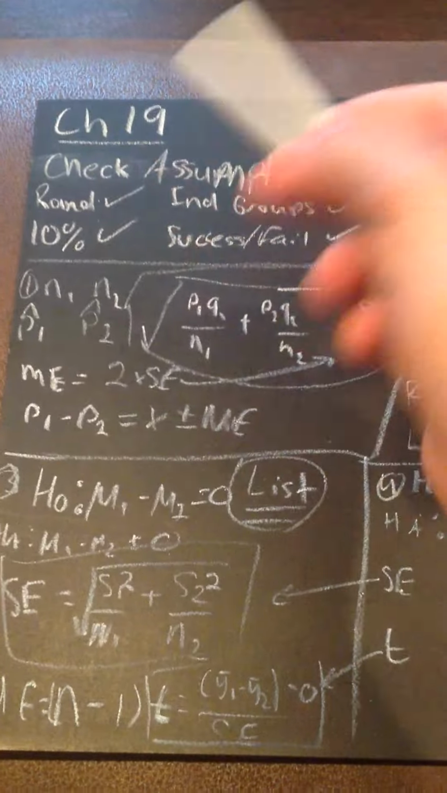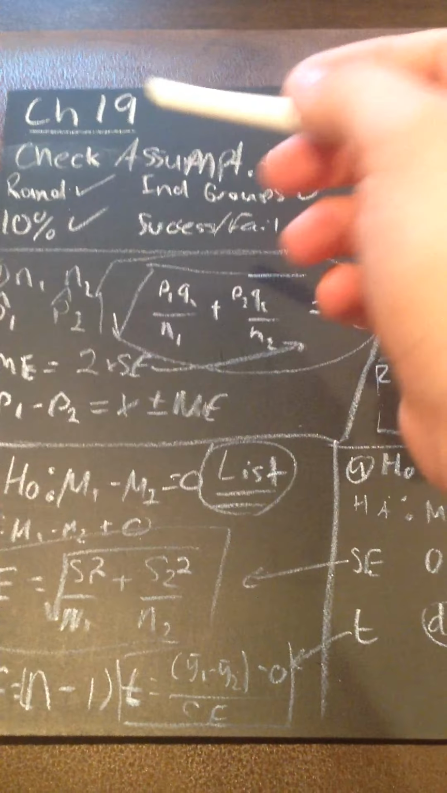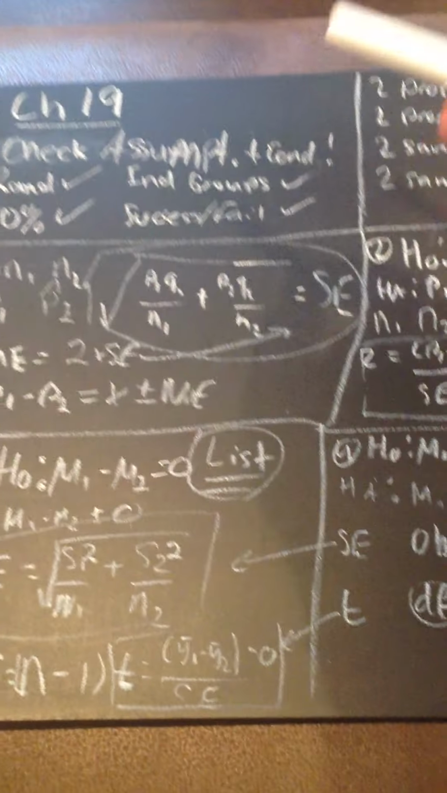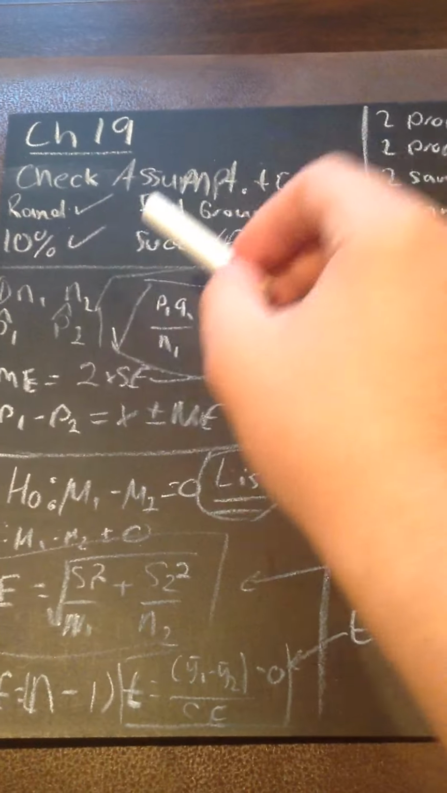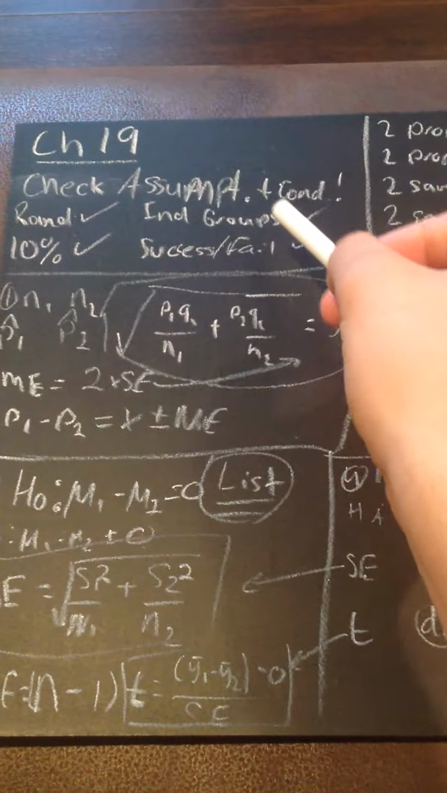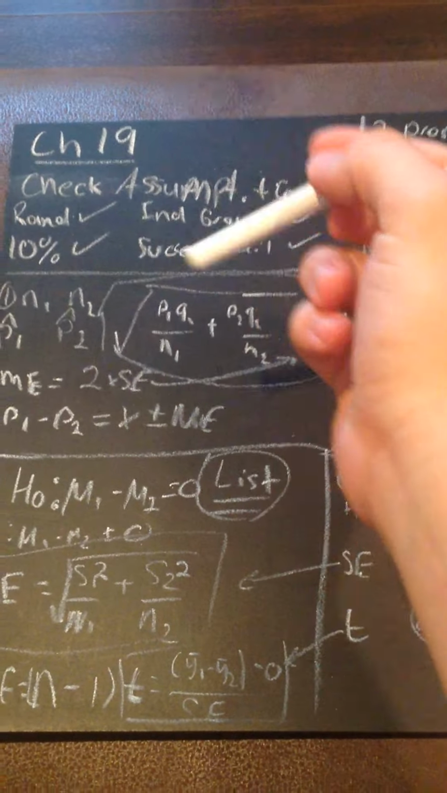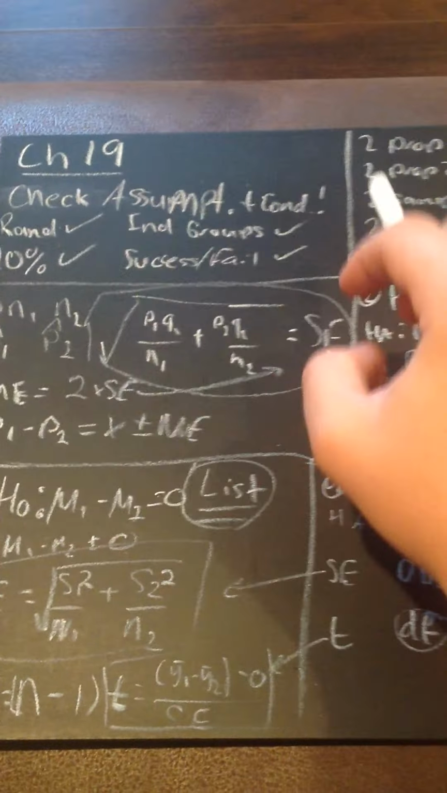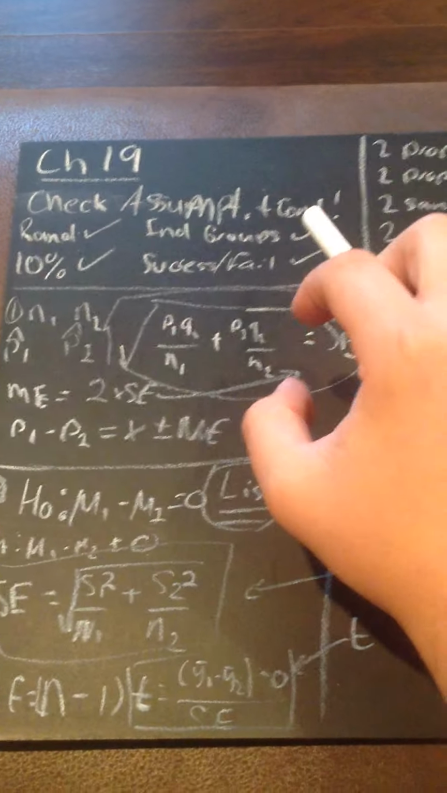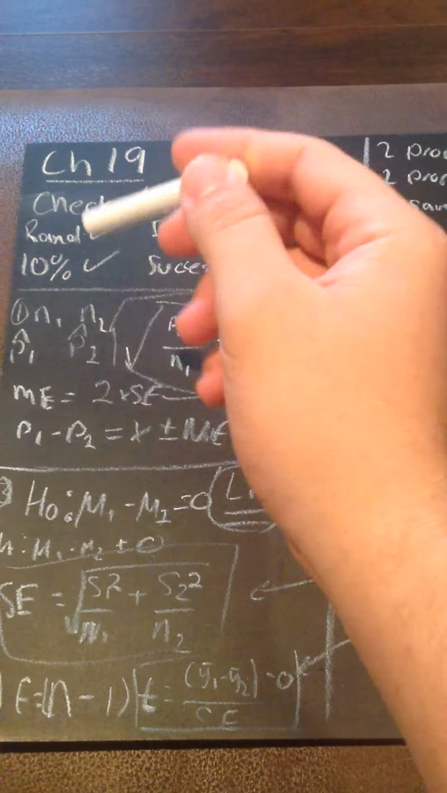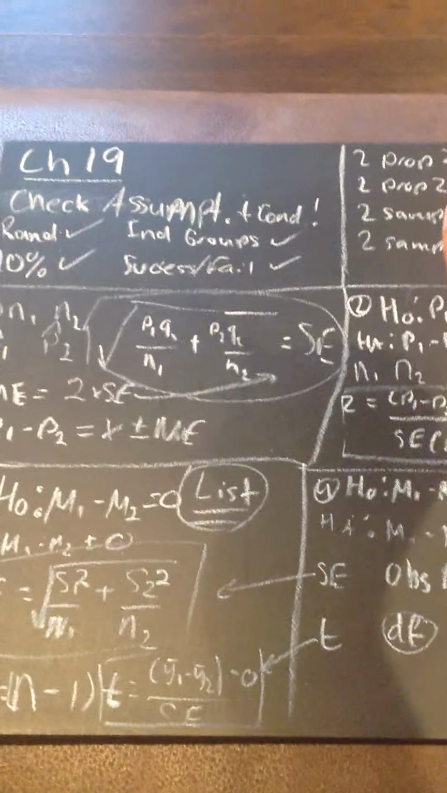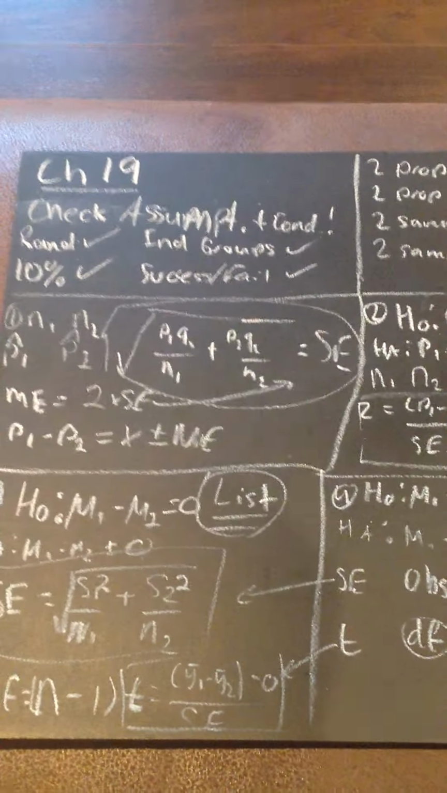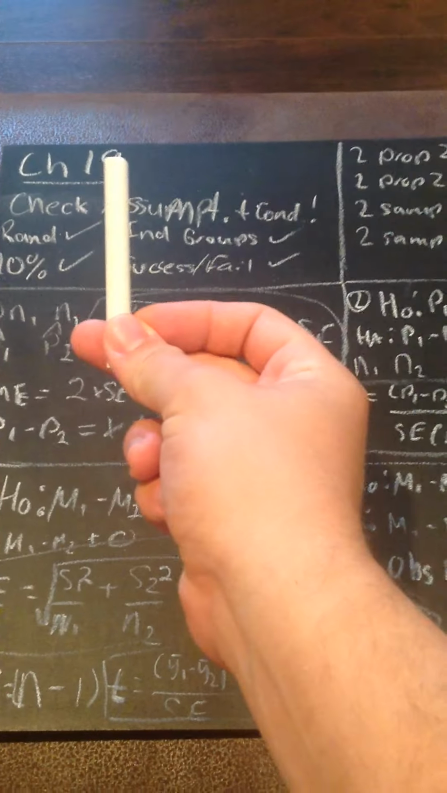So, Chapter 19 is a lot like Chapter 18. It's actually Chapter 18 on steroids. You start off the same way. Check your assumptions for every single question. Okay, you got your random assumption, you got your independent groups. That's kind of the same thing as random, it's saying we have groups because we're dealing with two groups nowadays, not just one. Are these groups both independently selected? Are these two groups less than 10% of the population? And are there at least 10 successes and failures in both groups? There you go.